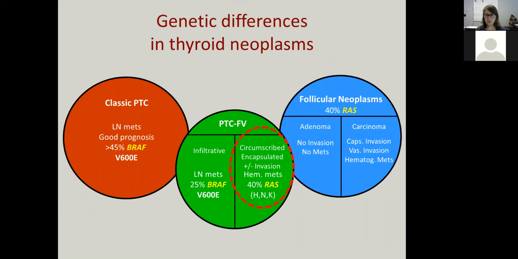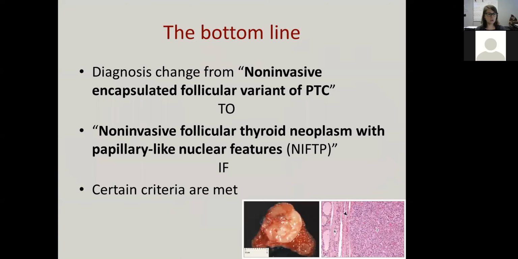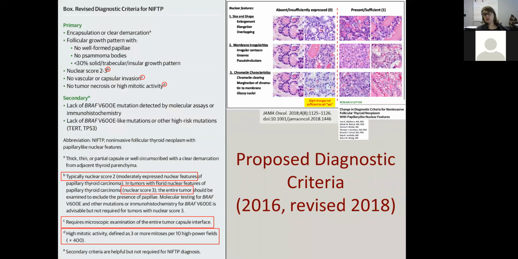All right, so in 2016, this proposal came about for renaming the non-invasive, well-circumscribed follicular variant of papillary thyroid carcinoma to NIFT-P if it met certain criteria, right? NIFT-P being non-invasive follicular thyroid neoplasm, so neither benign nor malignant, just neoplasm with papillary-like nuclear features if certain criteria are met. I won't belabor the criteria with you, but they are listed here if you'd like to review them.